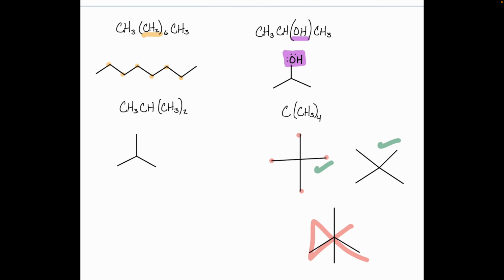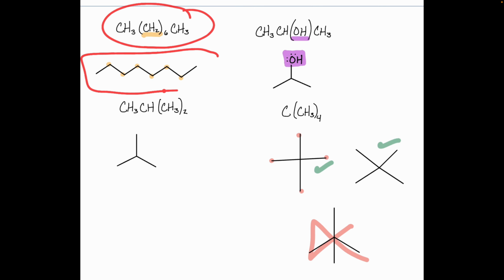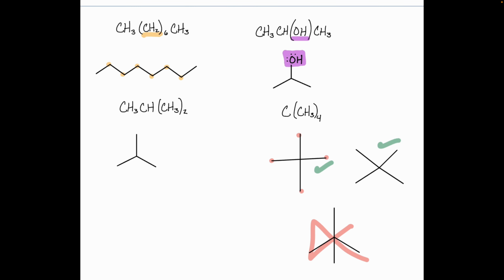All right, so we have our condensed structures that we turned into bond line structures. Hopefully at this point, these bond line structures are sort of no-brainer because, again, once we learned how to draw them, we just started using them immediately to start talking about acid-base reactions.